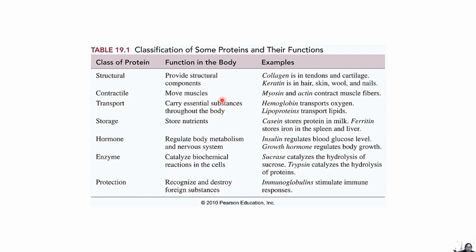Then we have storage of nutrients, that's casein, a milk protein. Casein stores protein in milk, ferritin stores iron in the spleen and liver, insulin regulates blood glucose level, growth hormone regulates body growth, and sucrase catalyzes the hydrolysis of sucrose. So it's a schematic of the basic proteins and their functions.